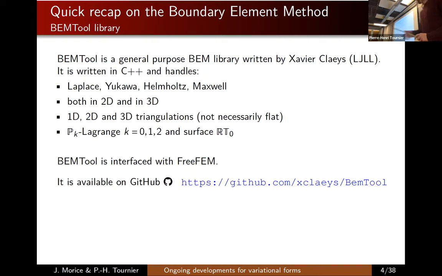And so, as I said, the coefficients for the boundary element method are complicated to compute. You need to be careful when you integrate with the quadrature rules and so on. There is a double integral. And so FreeFEM is interfaced with the BEMTool library, which is a C++ library written by Xavier Claeys, which efficiently computes all the coefficients of this BEM matrix here, for various scalar equations, so Laplace, Helmholtz, and now for Maxwell equations also. In 2D and 3D, we have P0, P1, P2 Lagrange, and Raviart-Thomas elements for Maxwell. Okay, and BEMTool is the interface with FreeFEM.